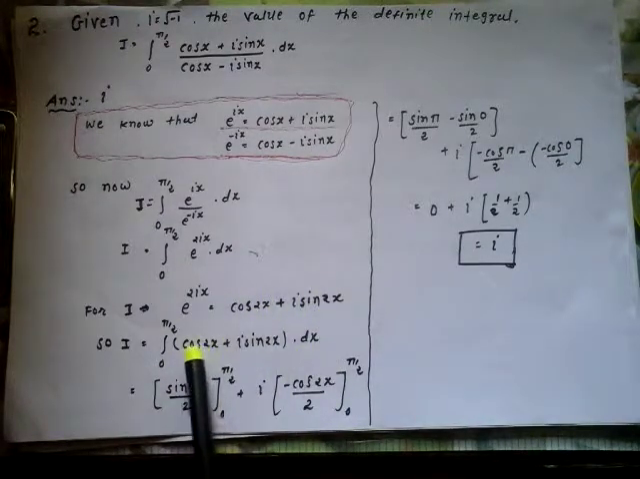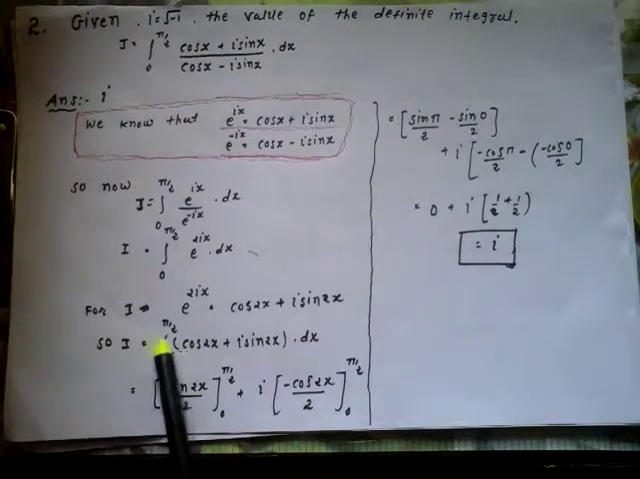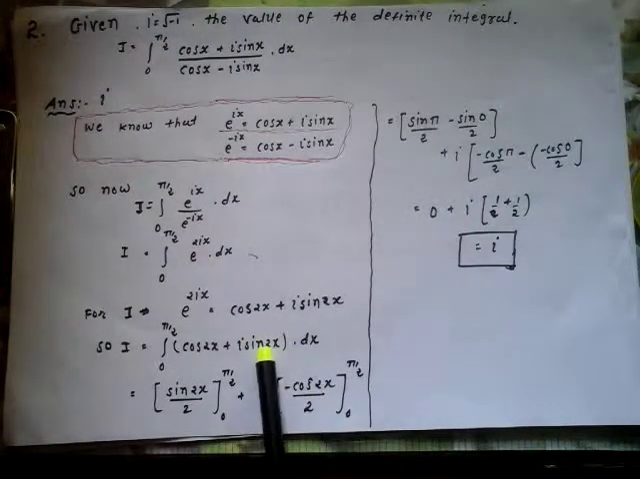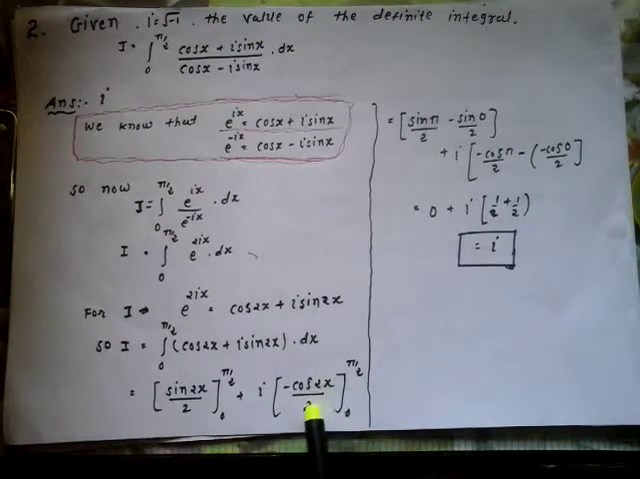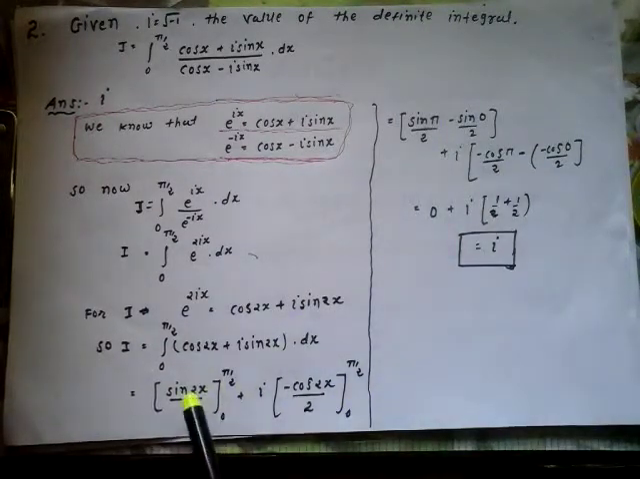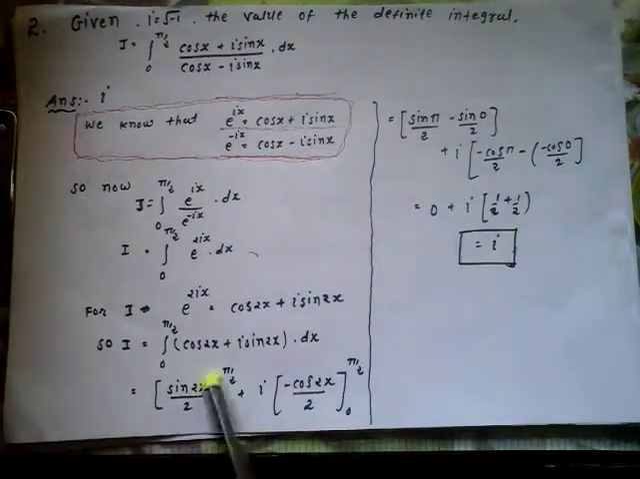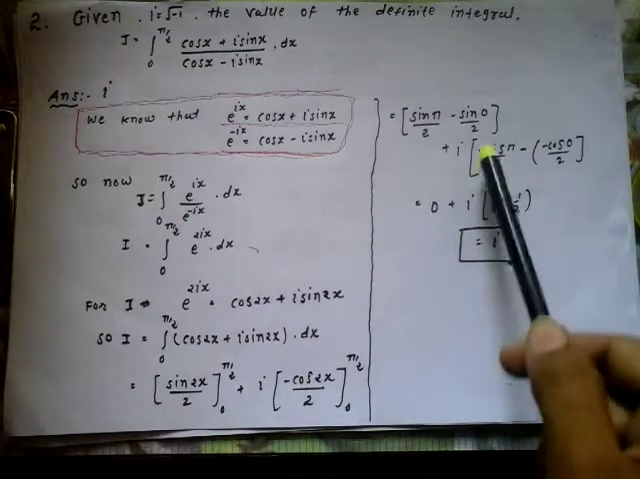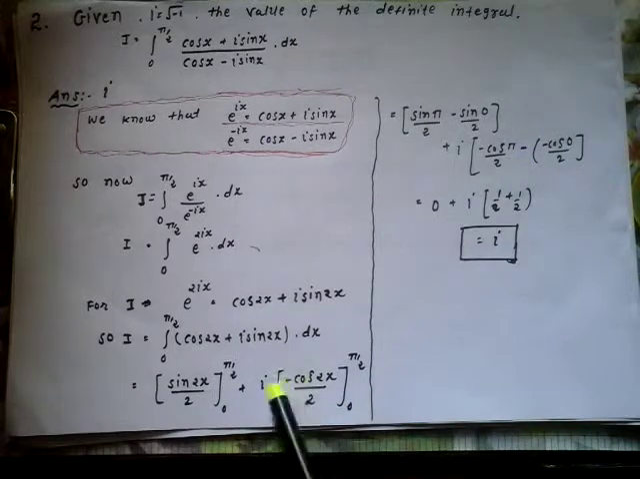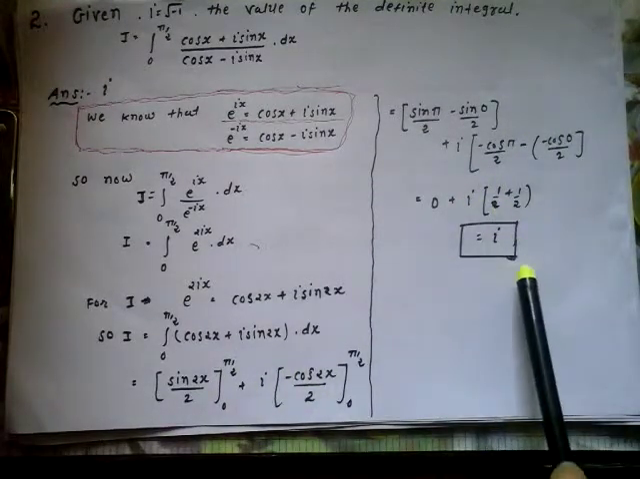For cos 2x, the integration of cos 2x is sin 2x by 2. Apply the boundary condition 0 to pi by 2, and for sin 2x, i is common, and the integration of sin 2x will be minus cos 2x by 2, with the condition 0 to pi by 2. Put these values: 2 into pi by 2 means sin pi minus sin 0 by 2, plus i times minus cos pi minus cos 0 by 2. You can see the whole procedure, and you will get the answer.